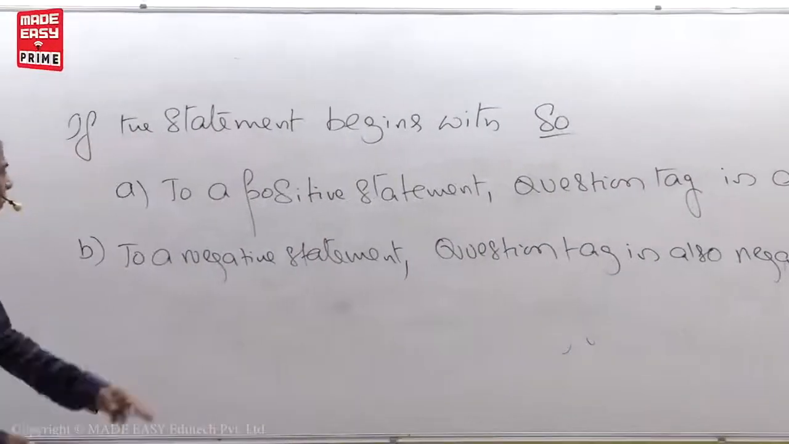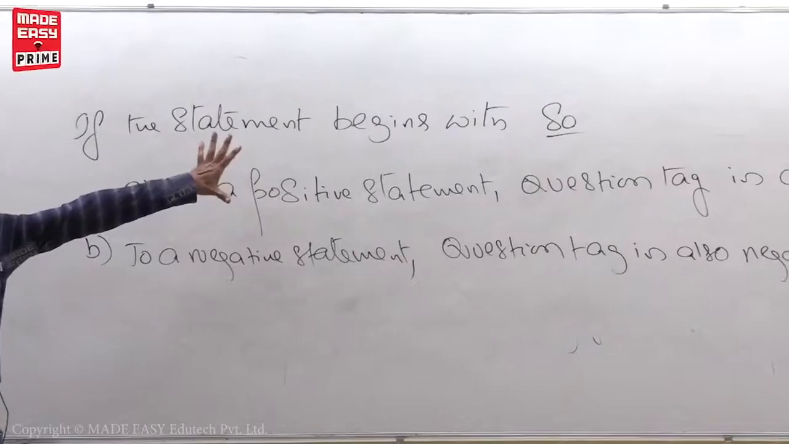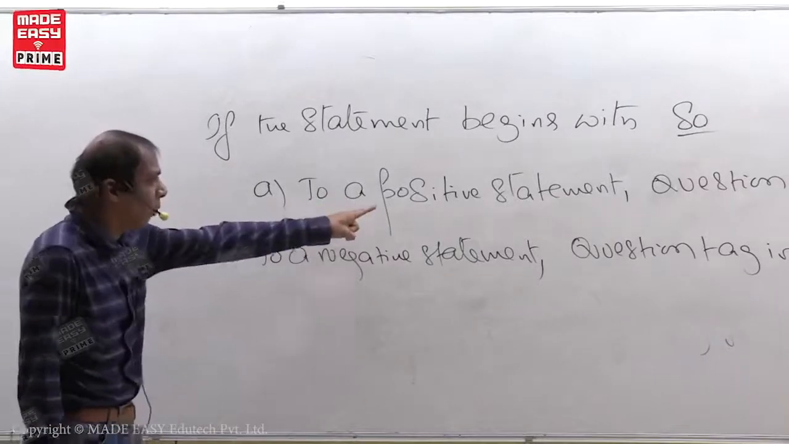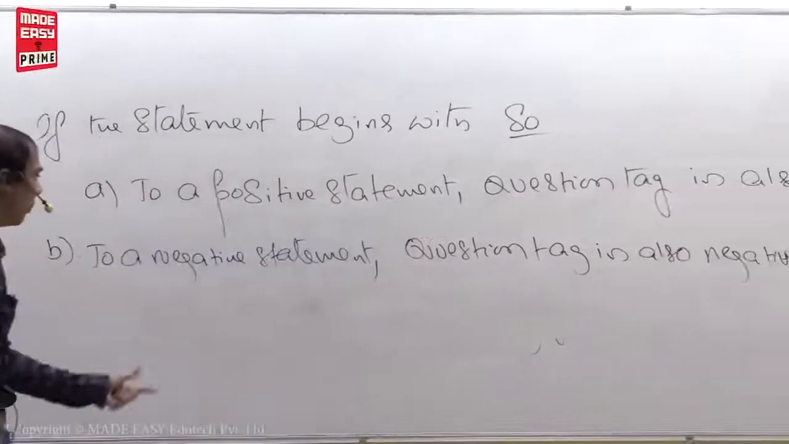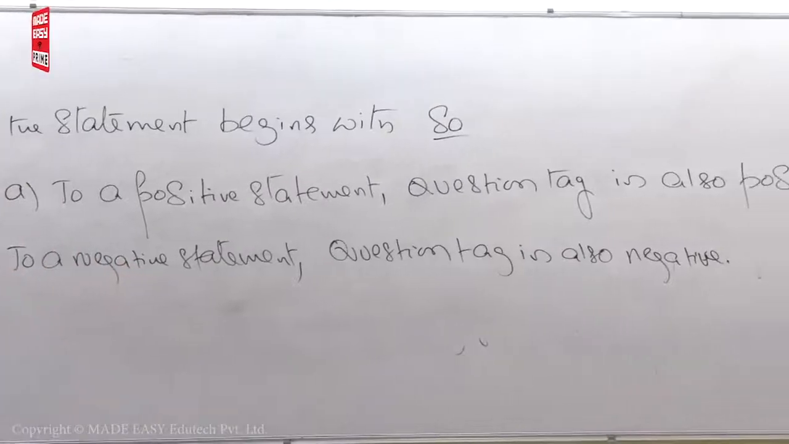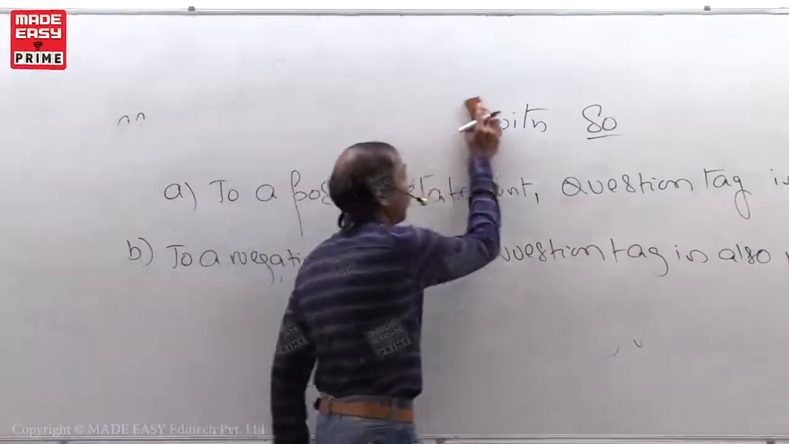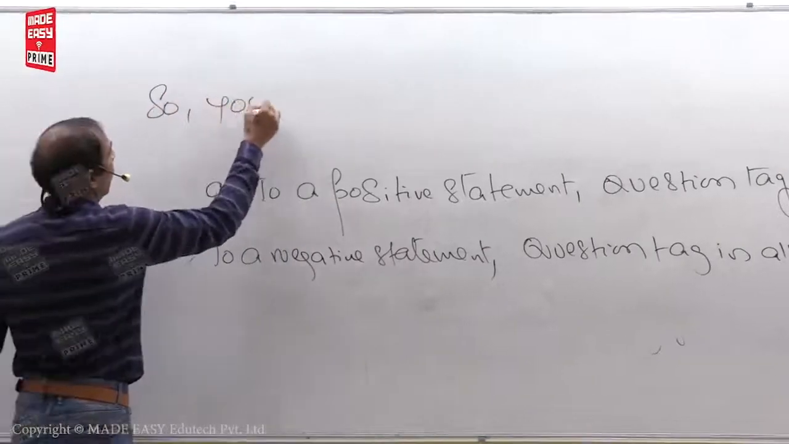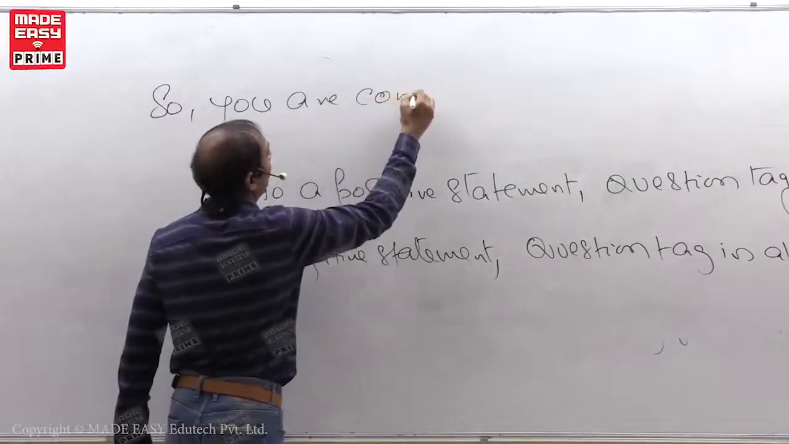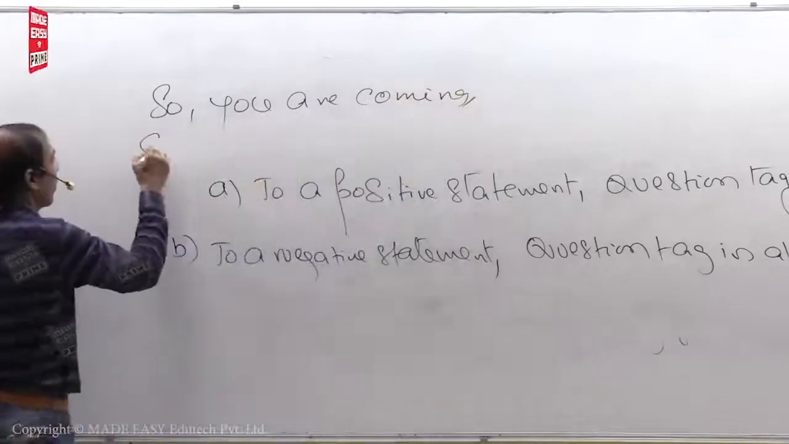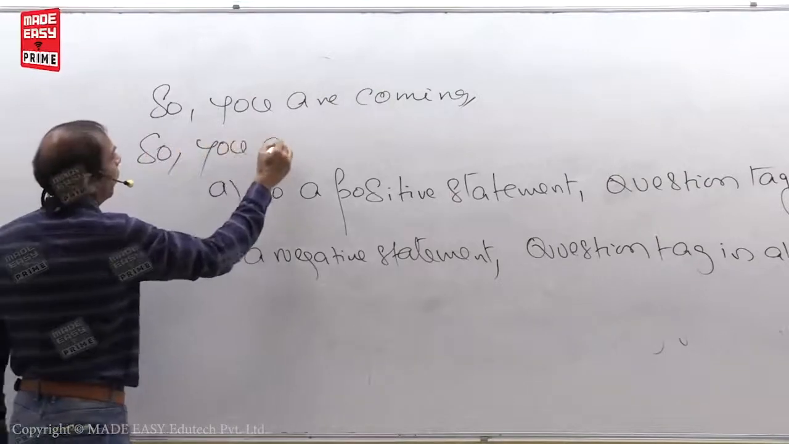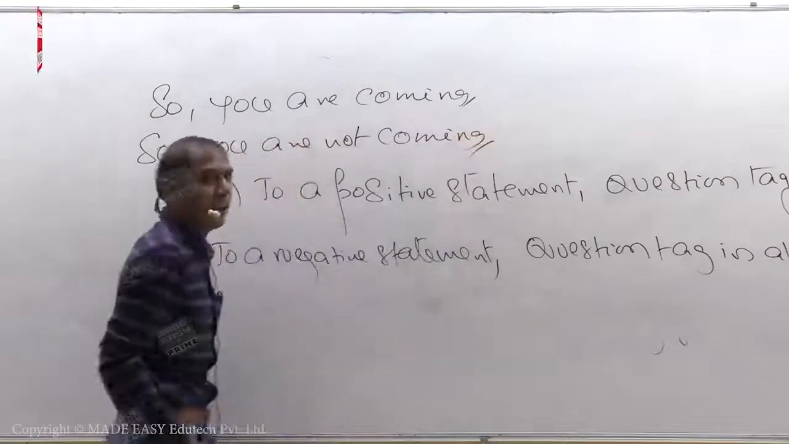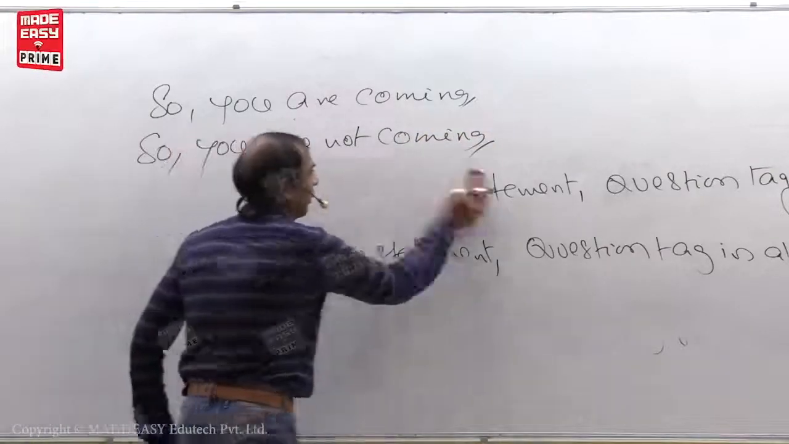Very easy. See, only this is the only model which violates the rule of the question tag. Look, to a positive statement question tag is also positive. To a negative statement question tag is also negative. For example, see, so you are coming. So you are not coming. See, my dear students, observe. Concentrate on the board.